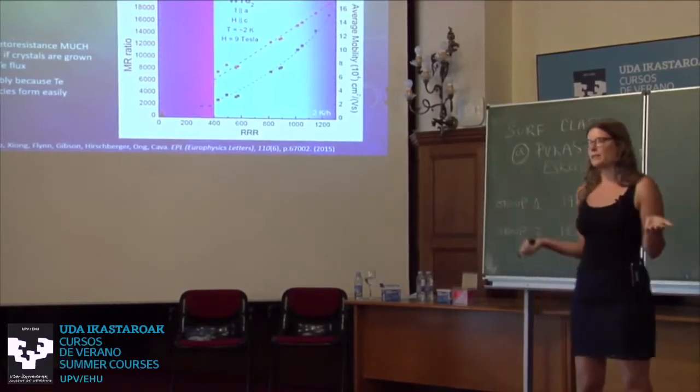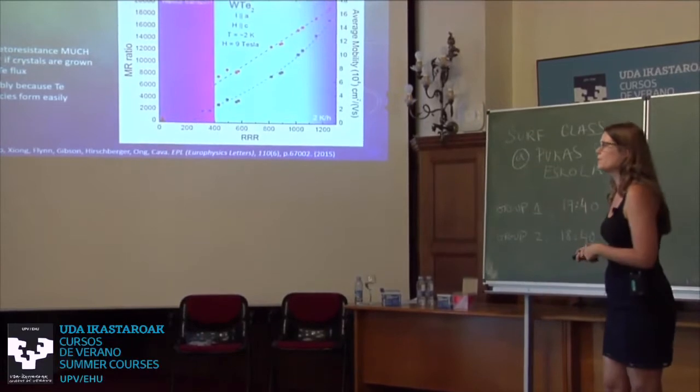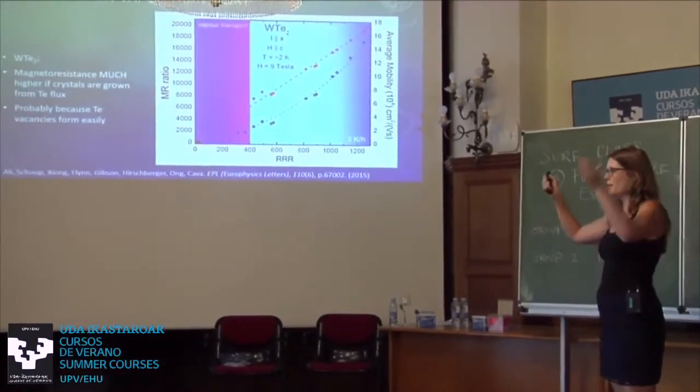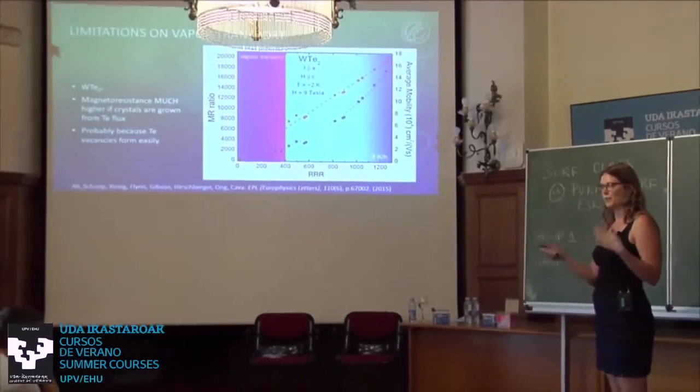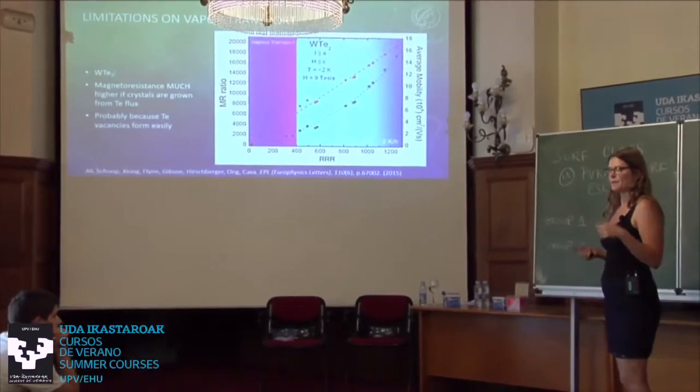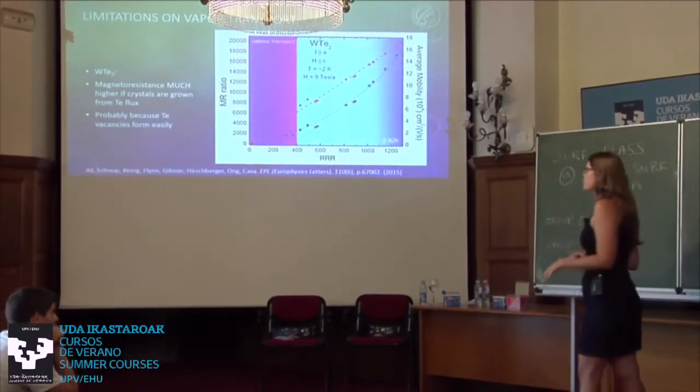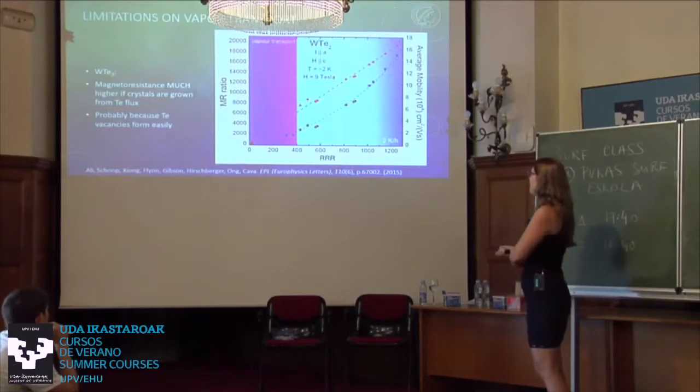And apparently tungsten telluride likes to form tellurium vacancies. So if you have a lot of excess in your flux growth, you can overcompensate that. Okay. So sometimes it's better to try a different method.